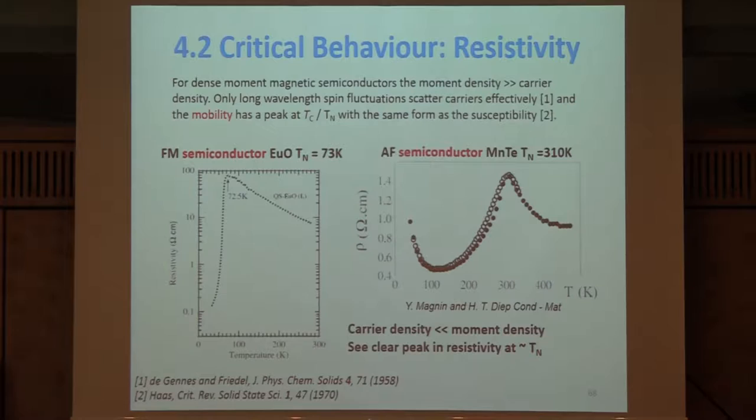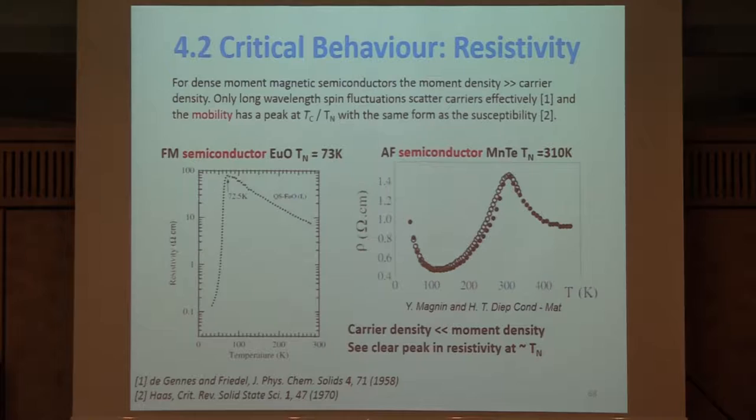But if you don't want to build yourself a microcalorimeter, you can look at resistance transitions. I won't read all the words on that. But if you have these spin fluctuations in the critical region, they're going to scatter the carriers, so you expect a coupling between the magnetic system and the carrier system. You expect some sort of indication of the critical behavior in the resistivity.